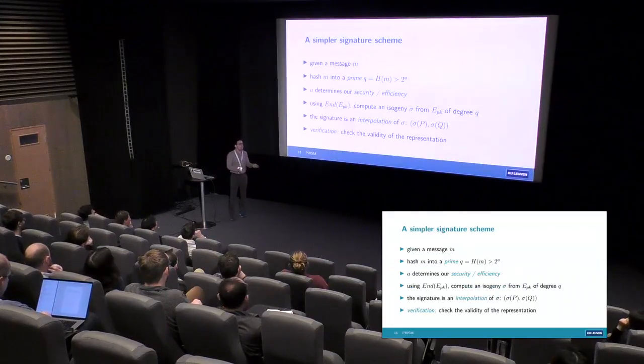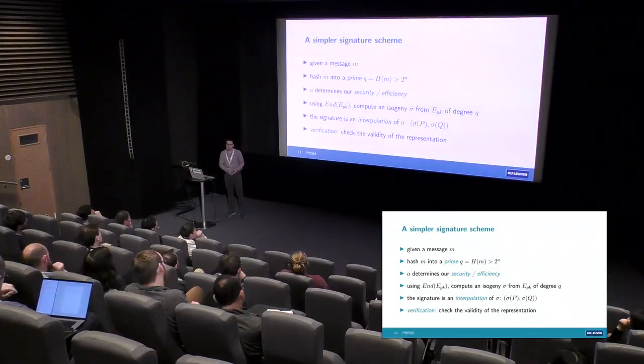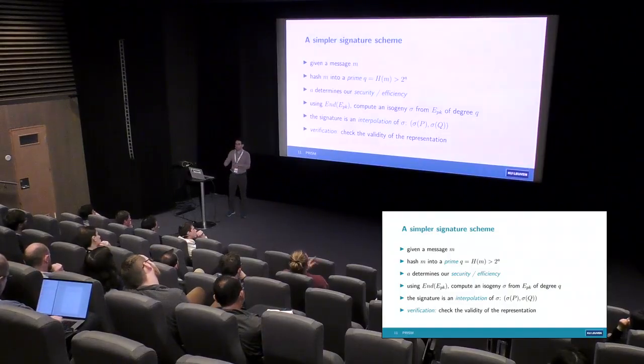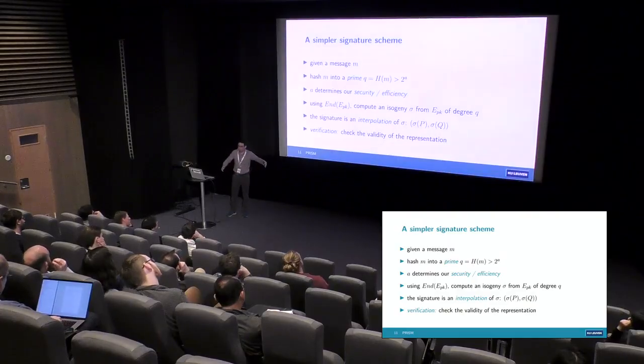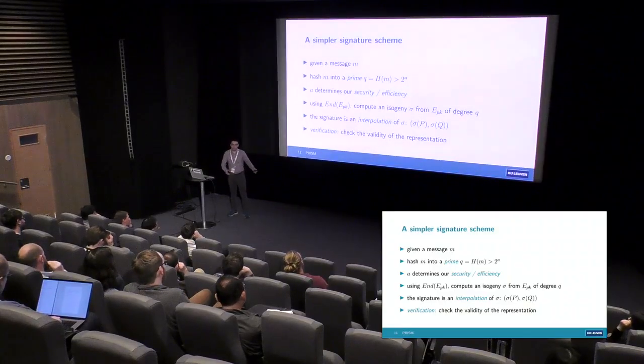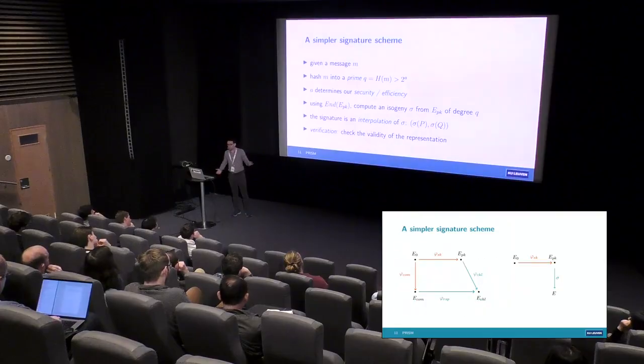So how do we build a signature scheme from that? It turns out that this is quite simple because, as I said, if I can compute such an isogeny, then I know the endomorphism ring of the curve. You get a message, you hash it into a prime. The size of this prime is what defines security and efficiency. You get a prime of the correct size, and then you compute an isogeny of that size. Once you can compute the isogeny, because you know the endomorphism ring, you can produce interpolation data for that. So you can publish the images of this isogeny, and then everybody else can verify that this is a correct isogeny of the correct degree. As simple as that.